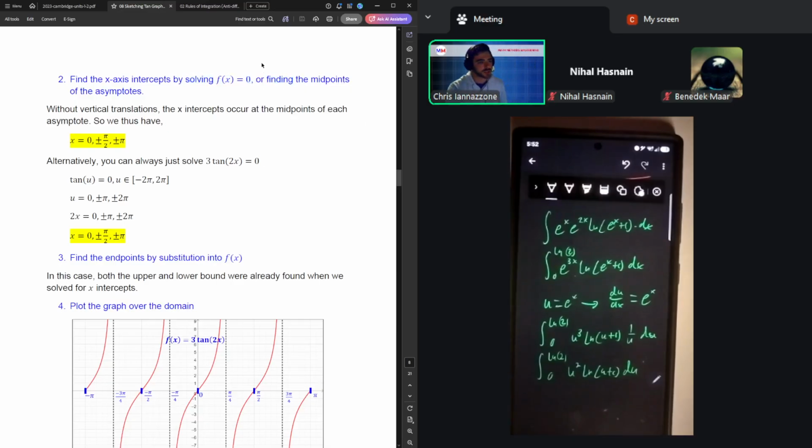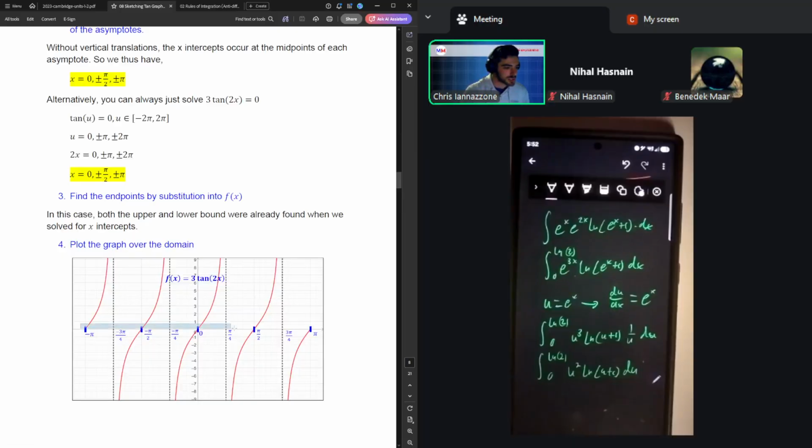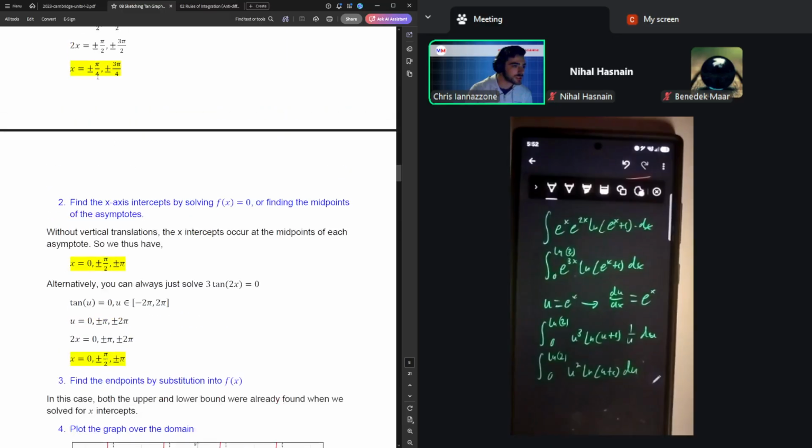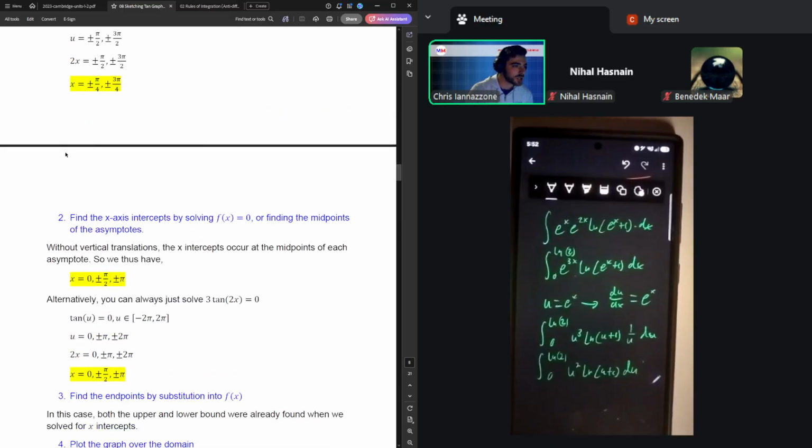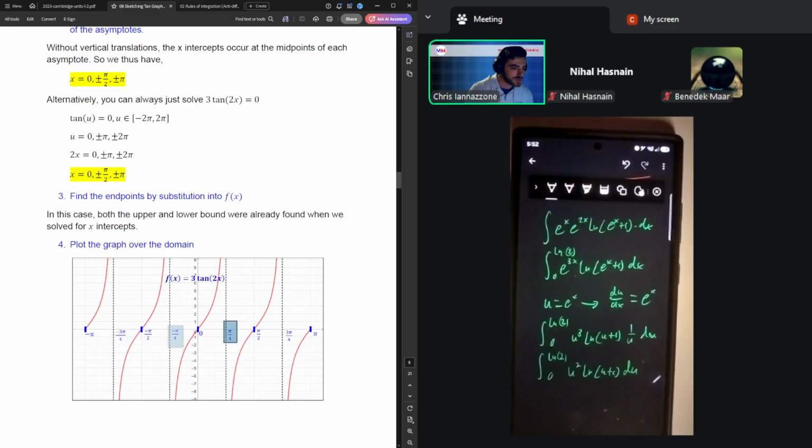You can either solve f of x equals 0, which is what you do for literally every function ever. Doesn't matter if it's tan, sine, cos, logarithm, exponential, same thing. But because of the simplicity of this kind of question, you can also find the midpoints as well. So if we knew from earlier our asymptotes were plus minus pi on 4, the midpoint of that is 0. And so that's where the next intercept would be. The next set is pi on 4 and 3 pi over 4, the midpoint of which would be 2 pi on 4, which simplifies to pi on 2.